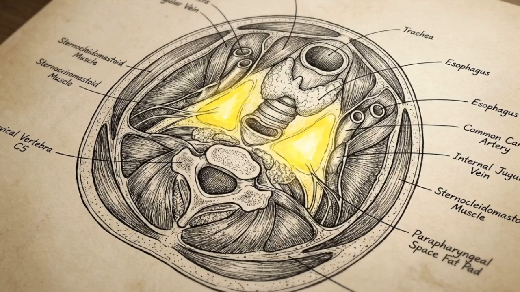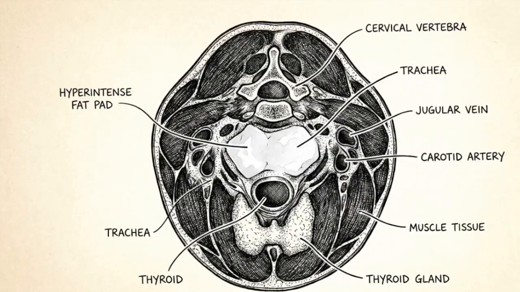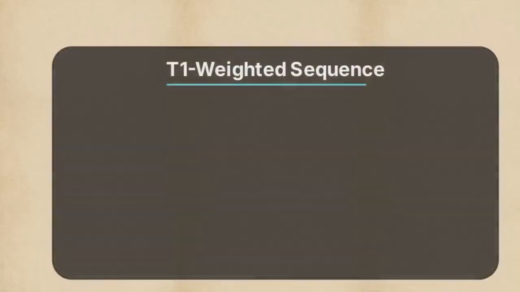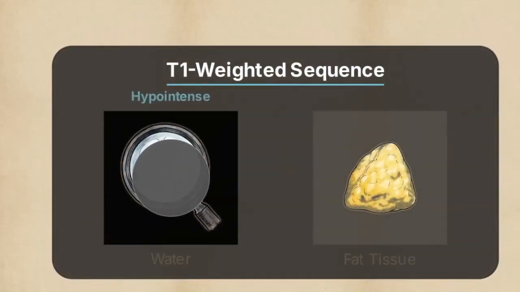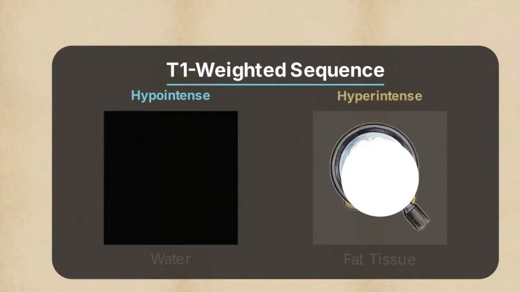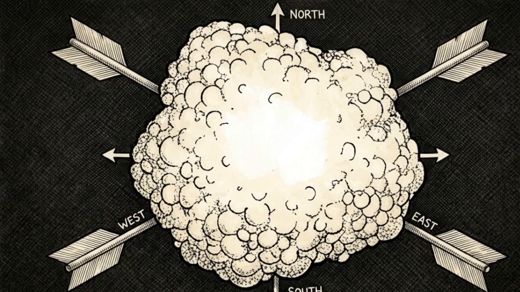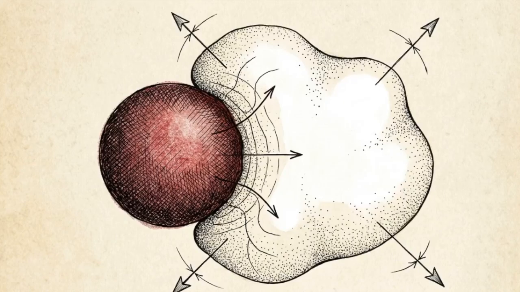The first diagnostic landmark to look for on a scan is the fat pad filling the parapharyngeal space. On a T1 weighted MRI, this fat appears as a bright, hyperintense signal. A T1 weighted MRI is a standard magnetic resonance imaging sequence that makes fat tissue appear bright white. The core rule of interpretation relies entirely on that fat pad. The direction a tumor pushes the fat tells you exactly which compartment the mass originated from.